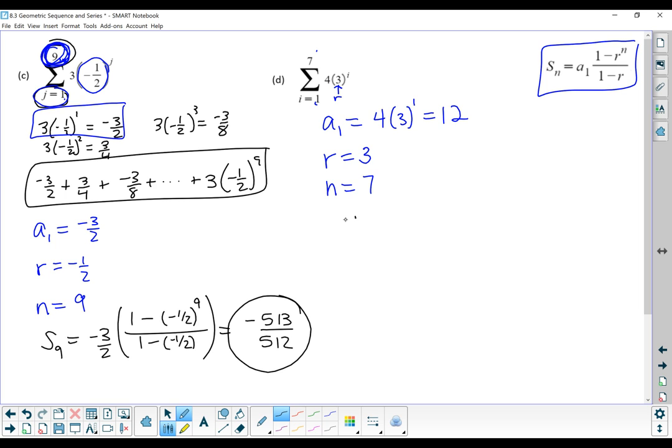So we can calculate our sum. The sum of the first 7 terms, or the sum of 7 terms of this sequence, is the first term multiplied by 1 minus the common ratio to the power n over 1 minus the common ratio. And if we calculate that, we get 13,116.